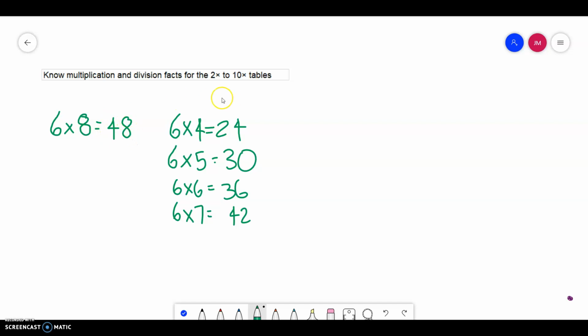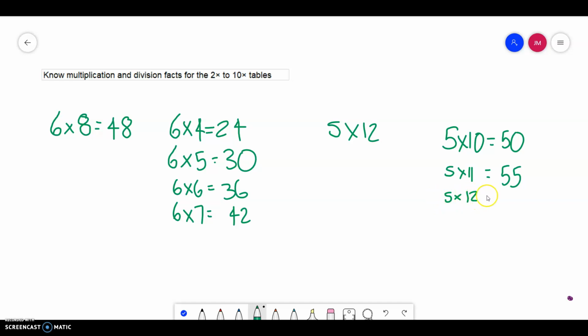Some people get really freaked out by times 12. Well, times 12 is very easy because if I say what's 5 times 12, start with what you do know. 5 times 10 is 60. No, sorry. 5 times 10 is 50. Gotta know that. 5 times 11, just add 5 more, 55. And 5 times 12, if the pattern continues, then yes, it would be 60. So you gotta use what you do know in order to find out what you don't know.